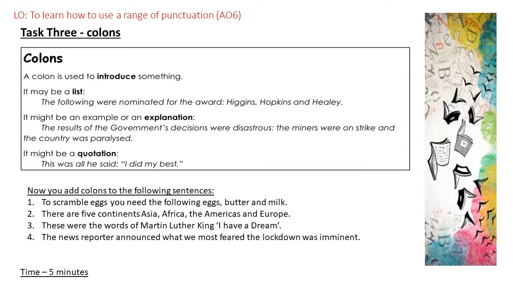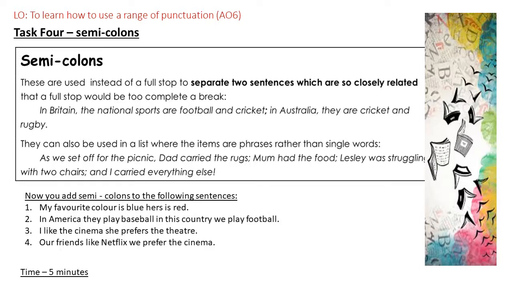To scramble eggs, you need the following: eggs, butter, and milk. There are 5 continents: Asia, Africa, the Americas, and Europe. These were the words of Martin Luther King: I have a dream. The news reporter announced what we most feared: the lockdown was imminent. So please pause the video for 5 minutes to do this task.